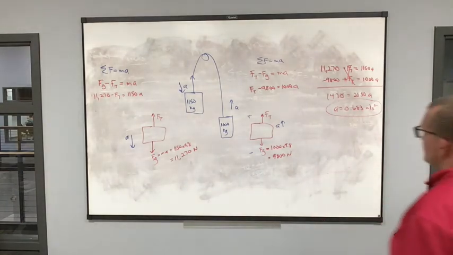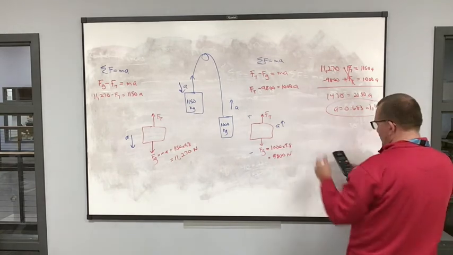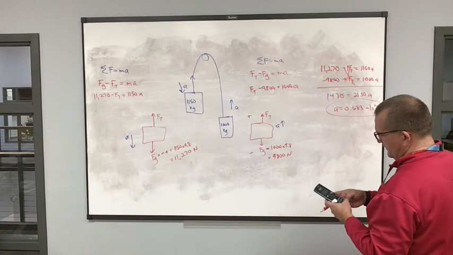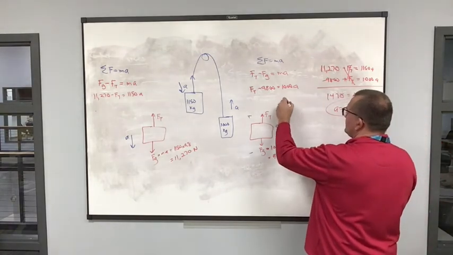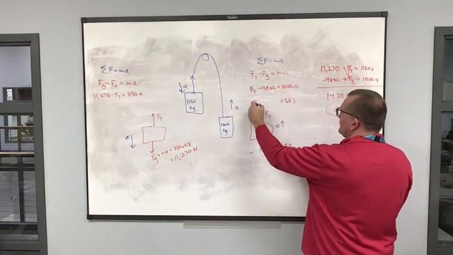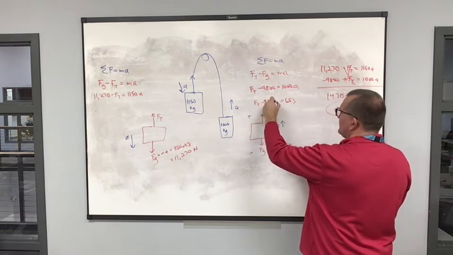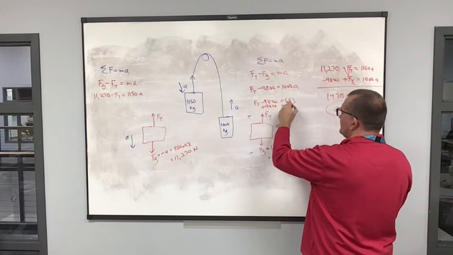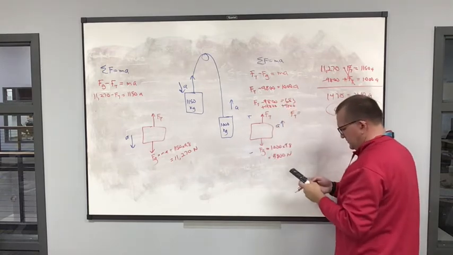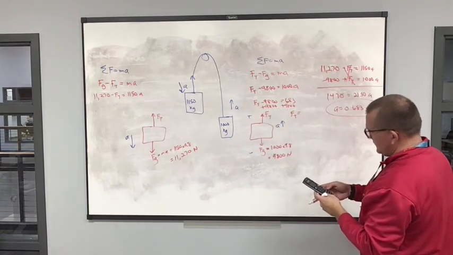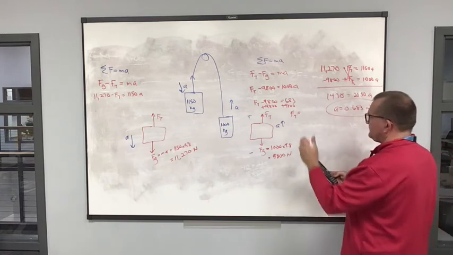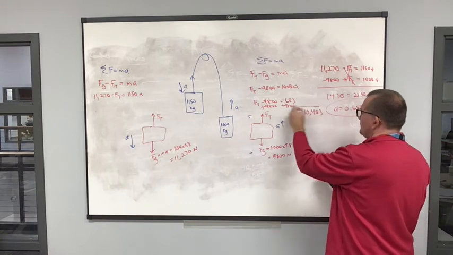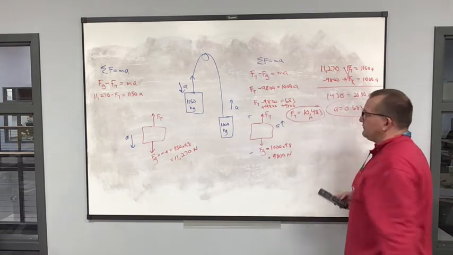And then to find tension, I just substitute. So I'm going to substitute that into here. 0.683 times 1,000 equals 683. Ft minus 9,800. Add 9,800. My force of tension, 683 plus 9,800, is 10,483 newtons, and that's my force of tension.